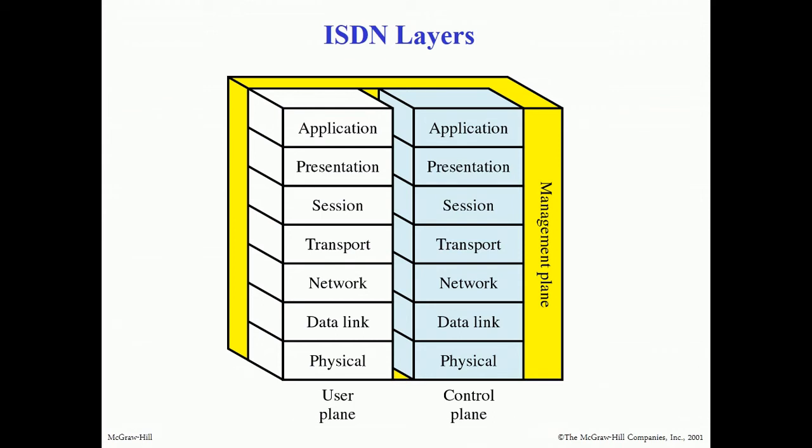These are the ISDN layers: physical, data link, network, transport, session, presentation and application. This is similar to the layers of the ISO OSI model, Open System Interconnection model. In these layers, one is the user plane and another is the control plane, and this is commonly known as the management plane. Each and every layer has its own function, and these functionalities are applied on the data which is going to be transmitted.